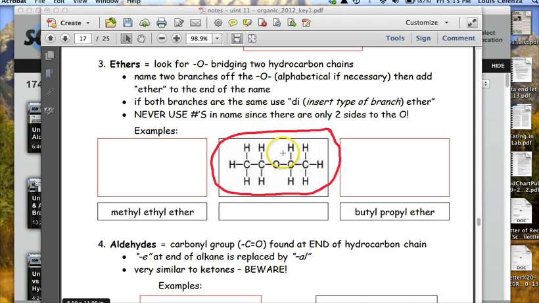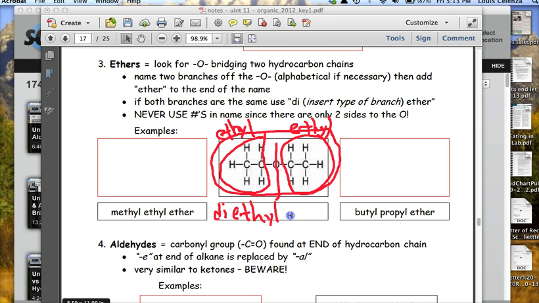And ethers, basically what you do is you split where the oxygen is, and then you name the two pieces that are on each side. You treat them as kind of branches. When you have two carbons, it's called an ethyl group. Notice that you have an ethyl on each side. So you would name this diethyl ether.